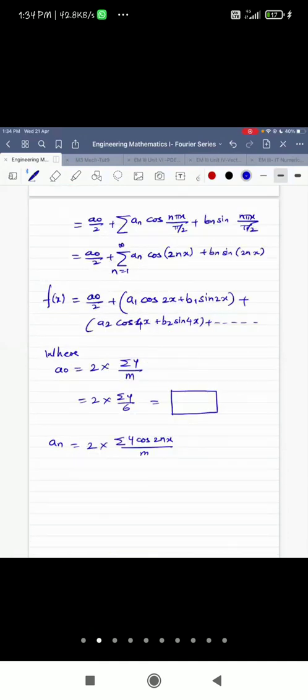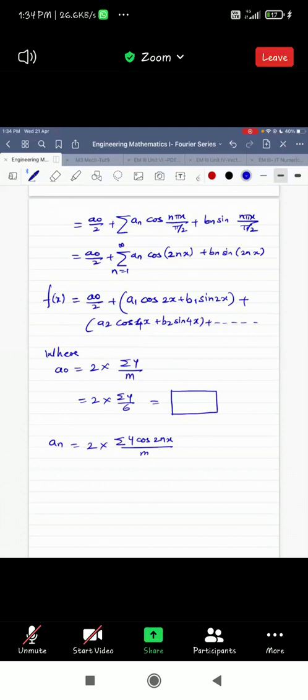Is it clear to you, students? I don't want all n values. I want only a1, a2. Is it clear? I am not getting any response. Am I audible, students? Okay.